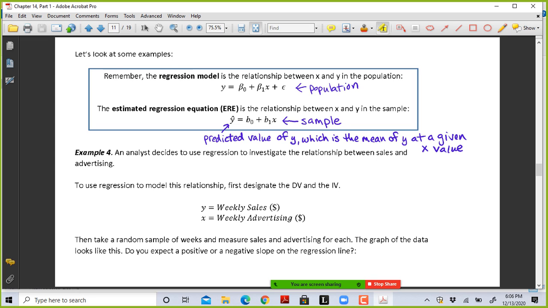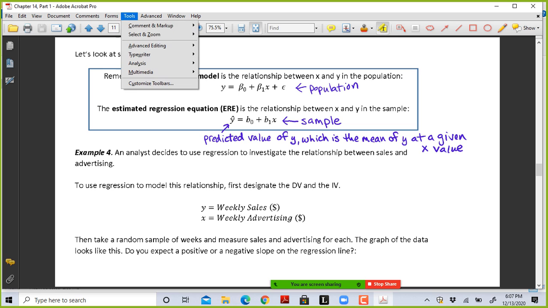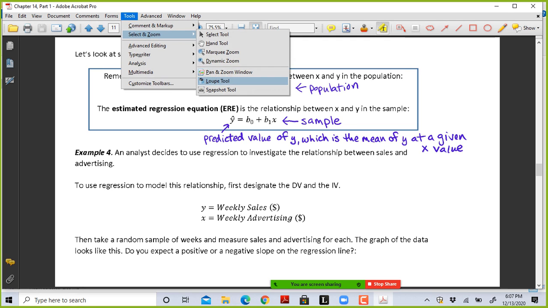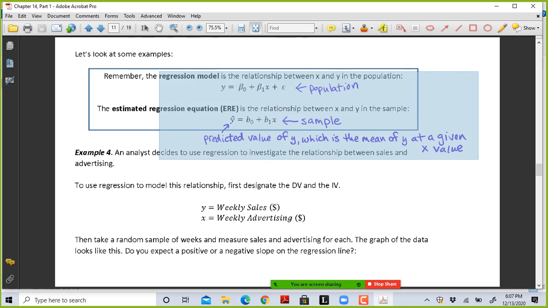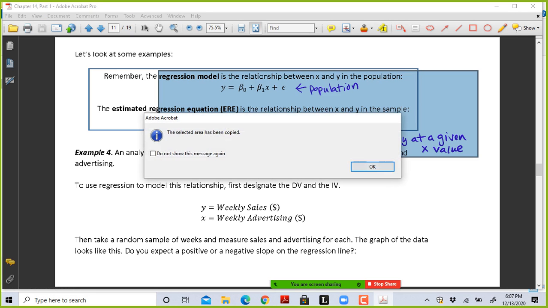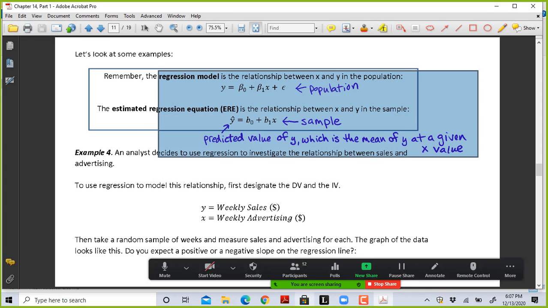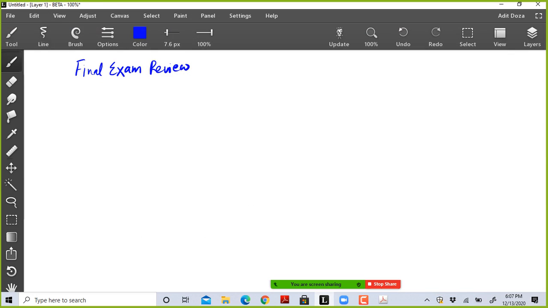Also, you guys need to know what a regression model is. The regression model usually is the population model, right? There is an epsilon here. So if I highlight this, let me use the snapshot tool. Snapshot. So the distinction between the regression equation and also the estimated regression equation. Okay, it's important.